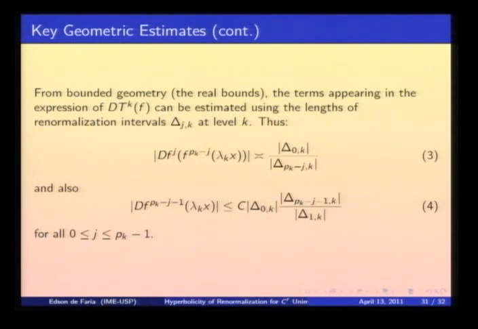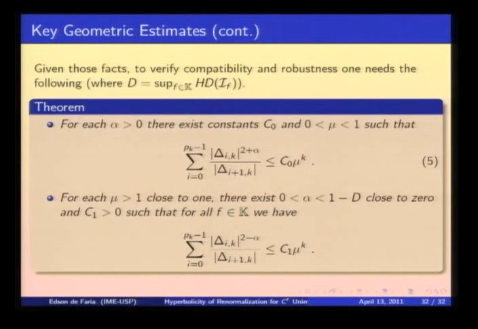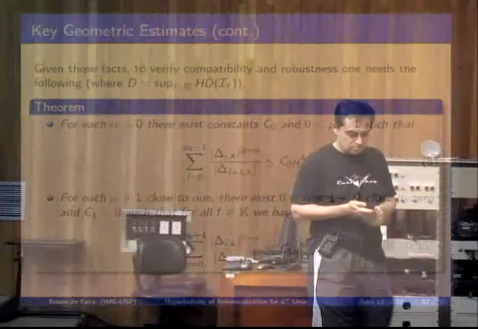So the key geometric estimate involves proving this theorem here, and this is why you have these 2 plus alpha and 2 minus alpha and so on. You need to show these two estimates. D here is the supremum of the Hausdorff dimensions of the closures of the post-critical sets of the maps in the attractor. And this estimate says that these things are decreasing exponentially as you go from generation to generation. And this says also something similar to that. Since I'm out of time, I guess I'll stop here.